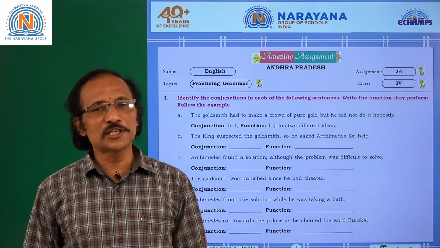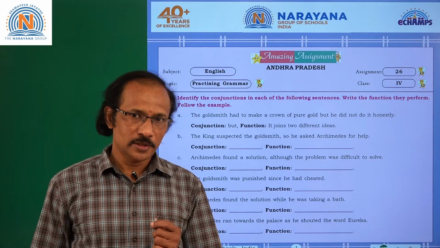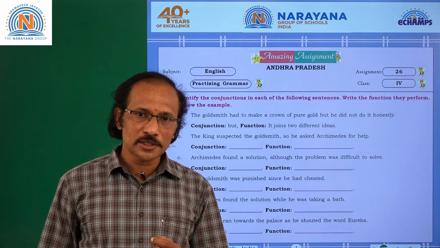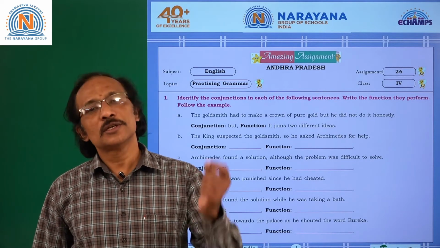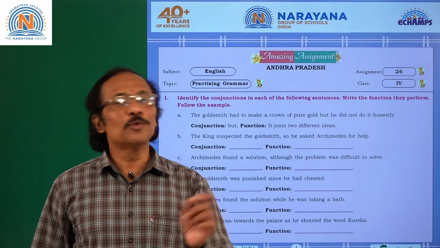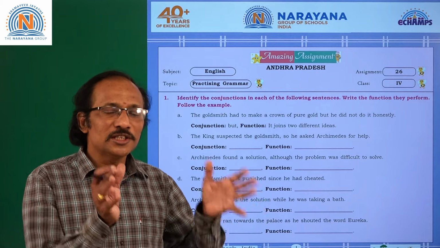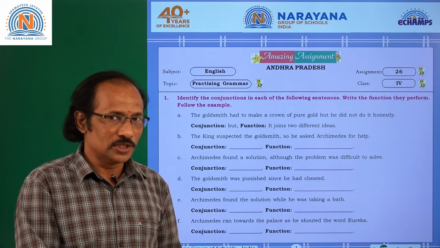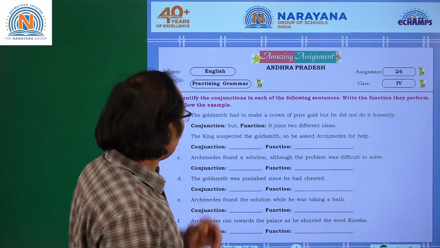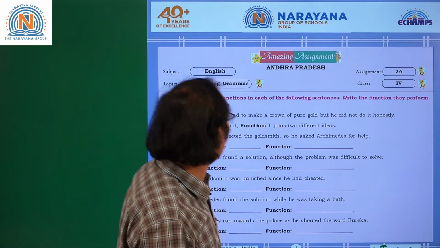And in today's assignment for grade 4, we are going to see conjunctions. Conjunctions are words that are used to join two words or more, or two or more sentences. Right, let us see how these conjunctions are used here in the exercise that is given to us in the textbook. Identify the conjunctions in each of the following sentences. Write the function they perform.